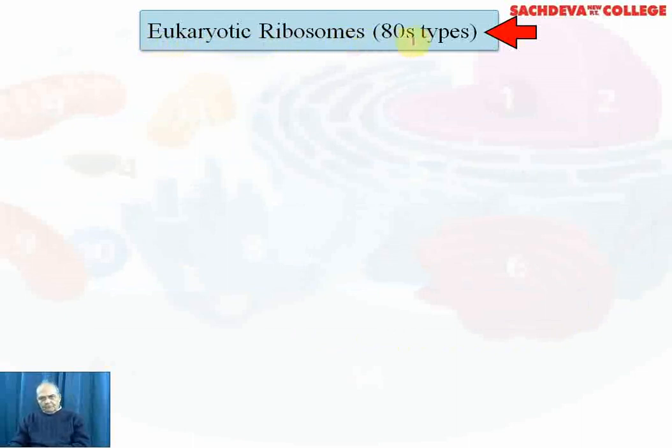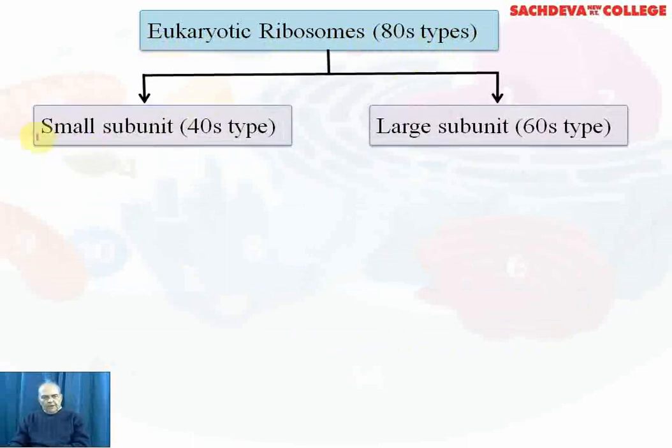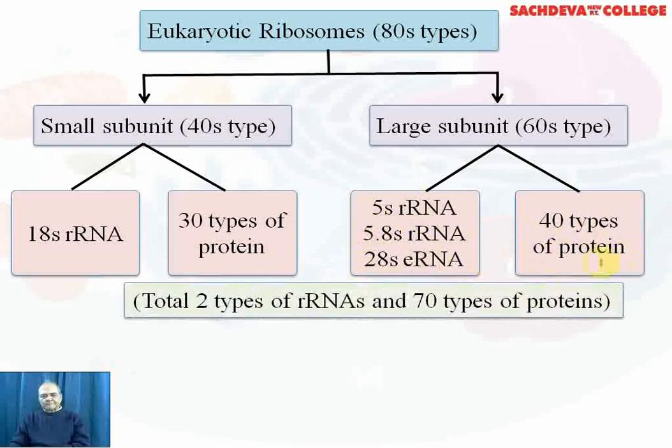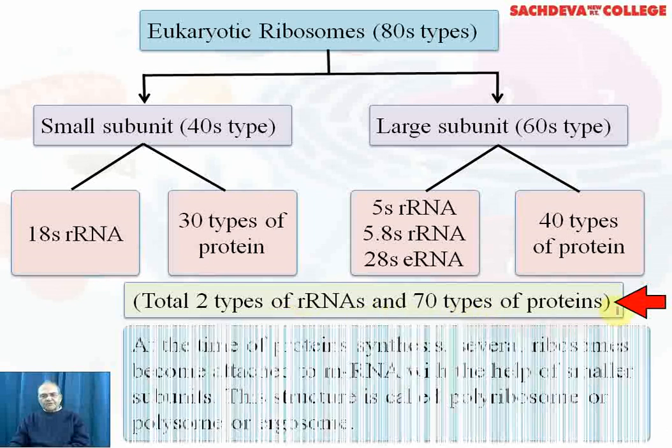Eukaryotic ribosome, 80S type. They are made up of two subunits. The small one is 40S and the large subunit is 60S. The 40S subunit, which is the smaller one, has 18S rRNA plus 30 types of protein. The larger subunit has 5S rRNA, 5.8S rRNA, and 28S rRNA, and 40 types of protein. So here the total comes to 4 types of RNA and 70 types of protein.